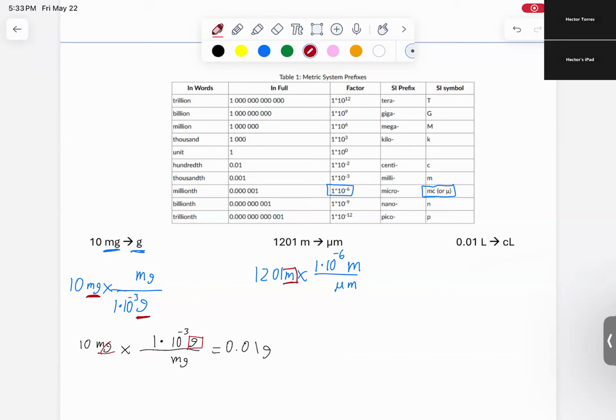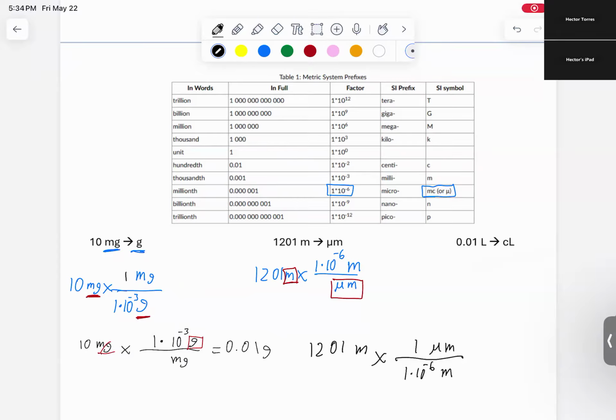Here I have meters, here I have micrometers, so those are not going to cancel out. So just like the last one, I'm going to need to flip that conversion factor. So meters, okay. And I flip it because I want the meters to cancel out. So if I have it on top, I want it on bottom so that those can cancel out. And then I put 1 times 10 to the negative 10 on the bottom, and then micrometer on top. And I'm going to put a 1 on it just because it makes me feel better.